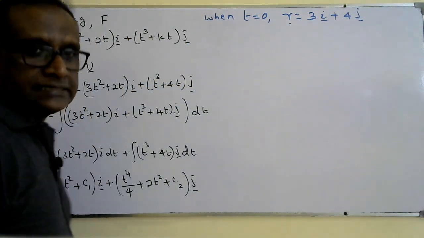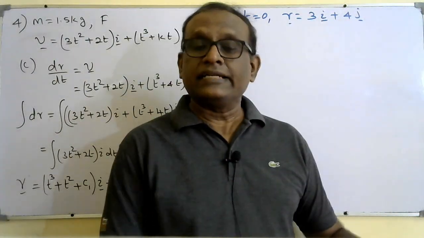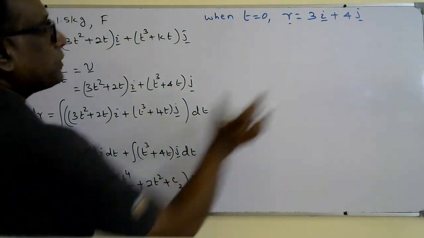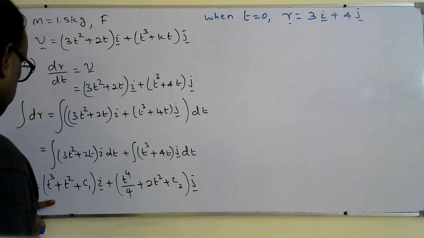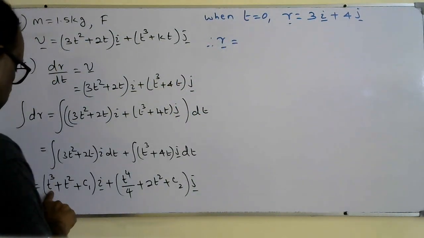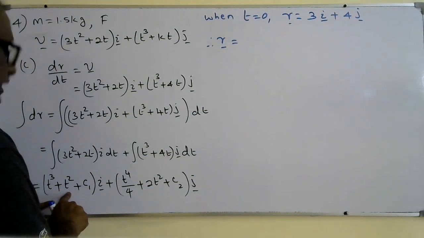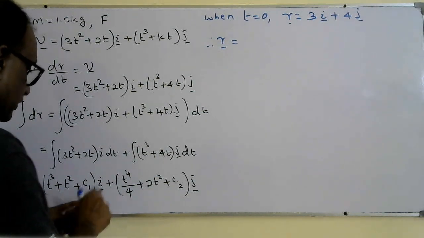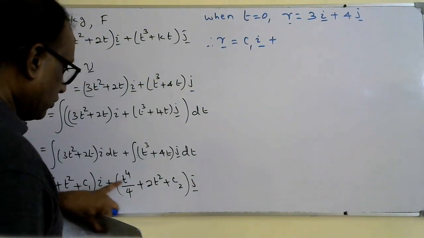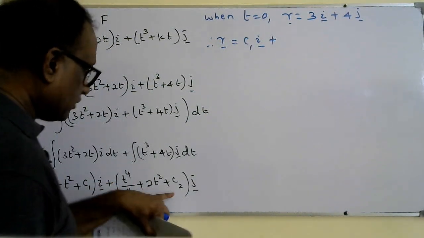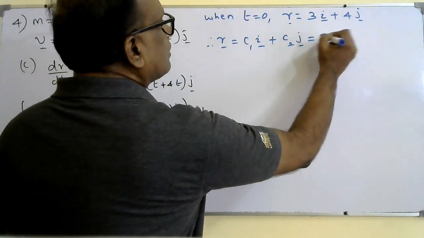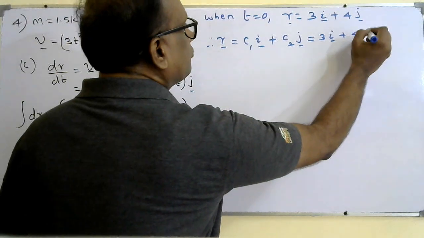It's given there. Position vector is 3i plus 4j when t equals 0. So when we substitute t equals 0, this one should be same as this one. So we'll substitute here. Therefore, r is equal to 0 plus 0. When I put t equals 0, both will become 0, c1i plus 0, 0, plus c2j is equal to 3i plus 4j.